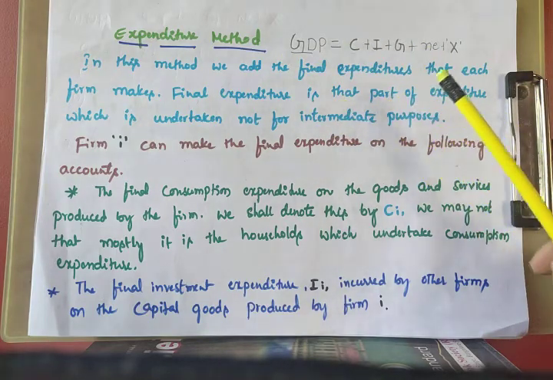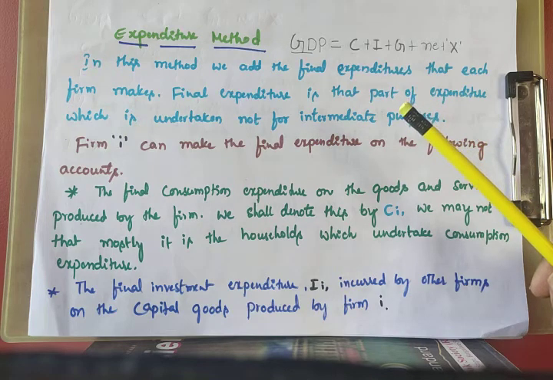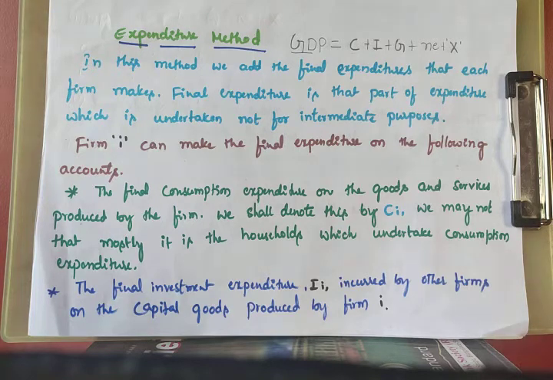Final expenditure is that part of expenditure which is undertaken not for intermediate purposes. So here we calculate only the final expenditures done by all the firms which are producing goods and services in the country. We should calculate all the firms' final expenditure, what they are investing, how much they are investing. That is what we calculate as final expenditures. It is also one of the most important methods to calculate national income.